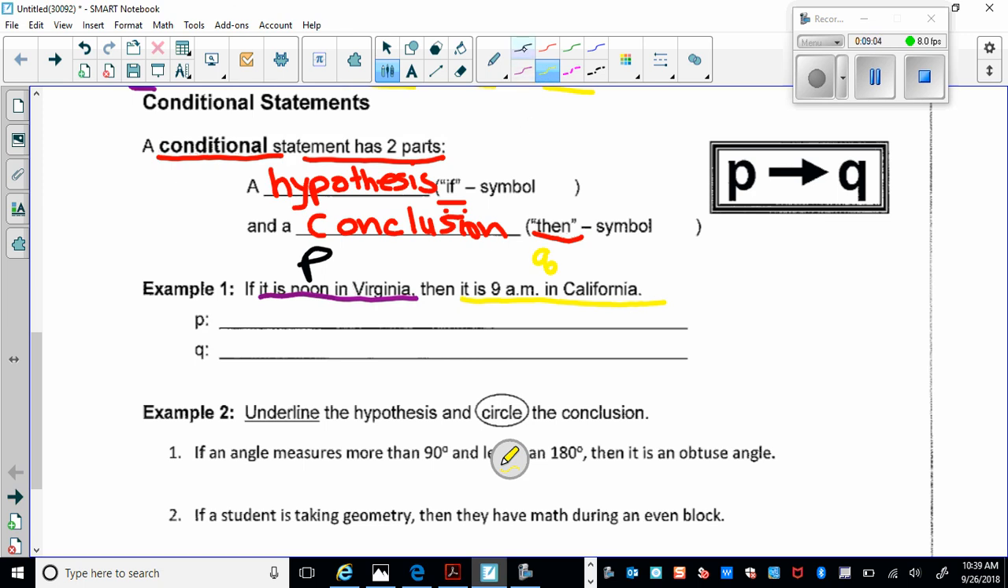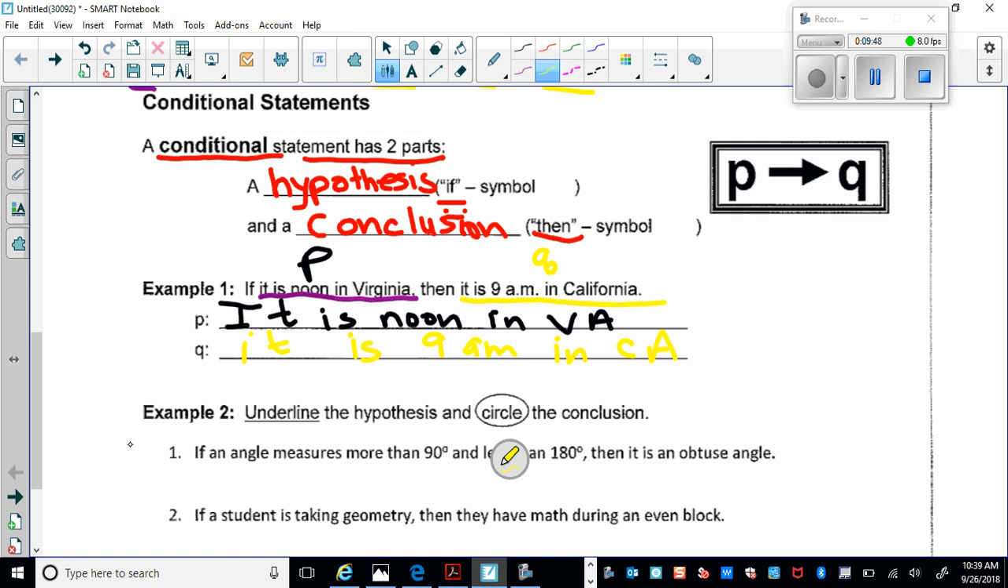okay? So the first one is, what is your P? It is noon in Virginia. I'm not going to include the if, okay? It is noon in VA, right? I'm just going to make it short. So it is noon in VA is the P part, the first part of the statement. And the second part, or the conclusion, is it is 9 a.m. in California. Okay, so 9 a.m. in California is what we have to write. So this is called a conditional statement.